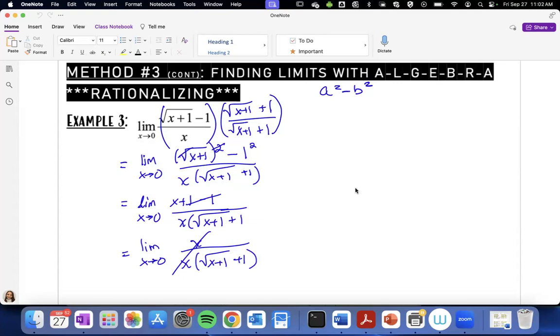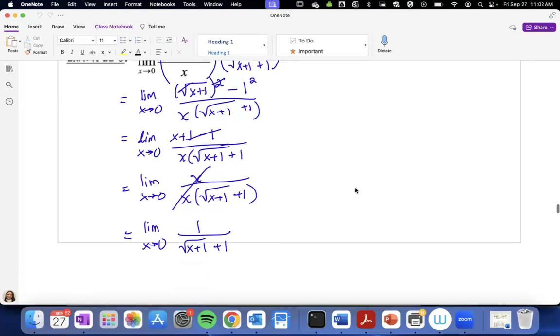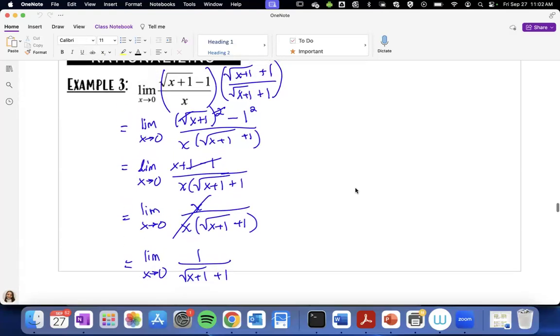And now, hopefully, we can plug in with substitution. Does it look like I can plug in a 0 now in the denominator? Yeah. So plug it in. I'm going to bring this up here. So we've got the limit as x approaches 0 of... oh no, I'm sorry, the limit goes away, because now we're plugging it in. So then we get 1 over root 0 plus 1, plus 1.